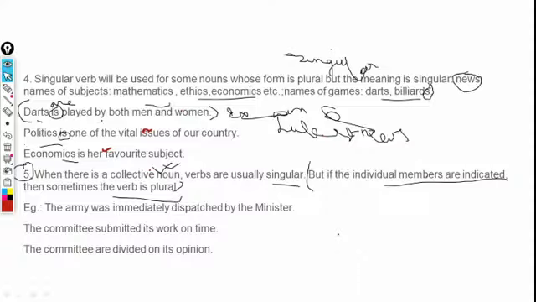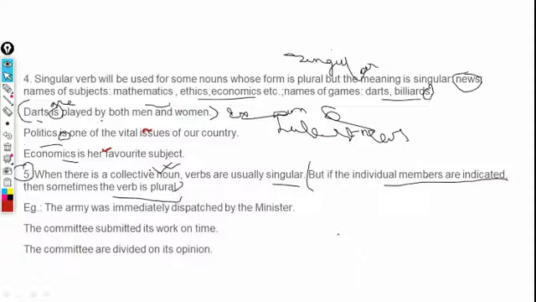But also the second example will prove that. The committee submitted its work on time. So, its work. Together they work, right? A committee works together only. So that is a committee. That's a collective noun. It's a collection of people, a unit of people, a singular verb, a singular sense it has.